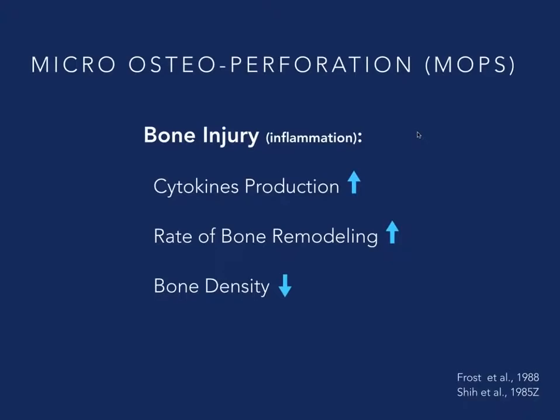Here's how it does that. We'll discuss the method of this. You create injury and inflammation, and with this you get cytokine production, and then this will increase the rate of bone remodeling, thus decreasing the bone density. And that decrease in bone density is ultimately where teeth are going to move easier, more predictably, with less pain, right?